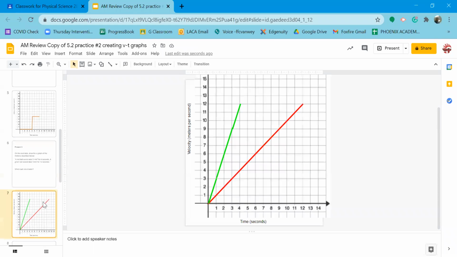So which ball rolled faster? Well, it's a trick question. Both of these balls ended up with a velocity of 12 meters per second. It's just that the green ball got to that speed much earlier. We could see that here. It's a good guess, the red one, but we can see it took more time for the red ball to get to that speed.